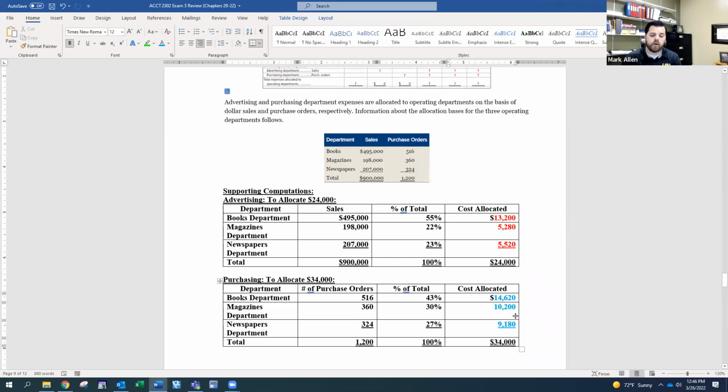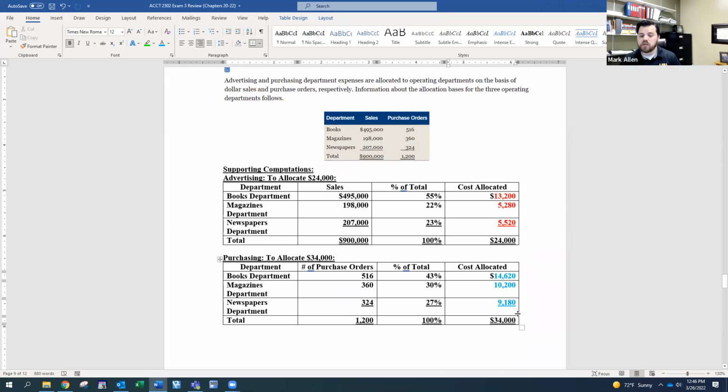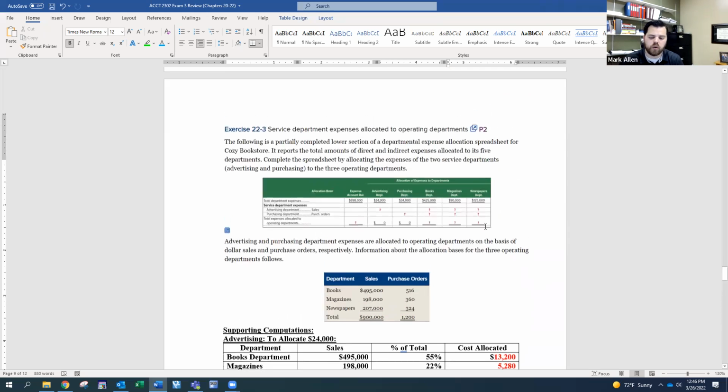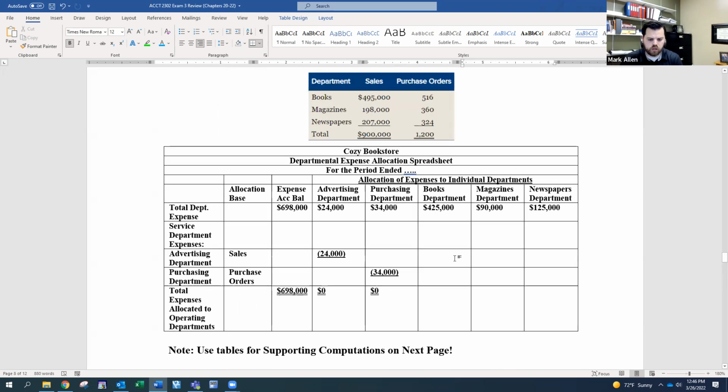Now, at this point, go ahead, if you want, take a picture of this so you can see exactly where it's going on the previous page as we go back. And so here we go. I'm going to zoom in on the previous page. Now, all we need to do is enter that information.